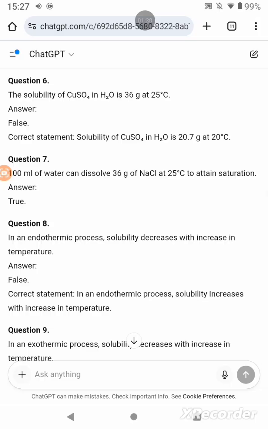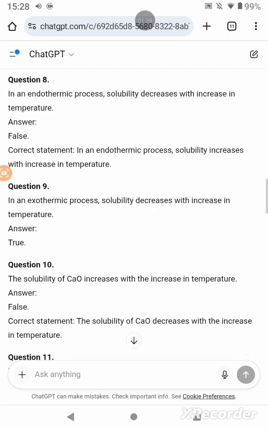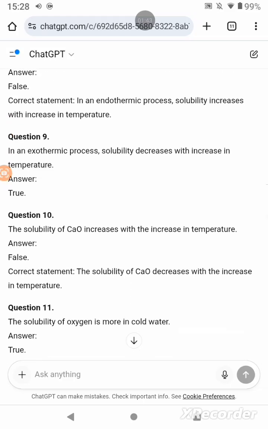100 milliliters of water can dissolve 36 grams of NaCl at 25 degrees Celsius to attain saturation. Answer, true. Question 8. In an endothermic process, solubility decreases with increase in temperature. Answer, false. Correct statement: In an endothermic process, solubility increases with increase in temperature.